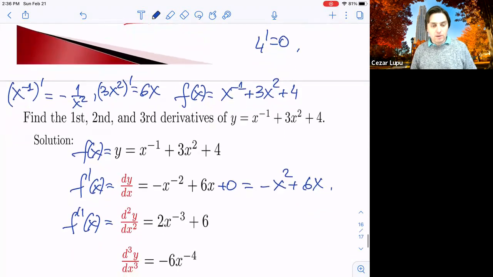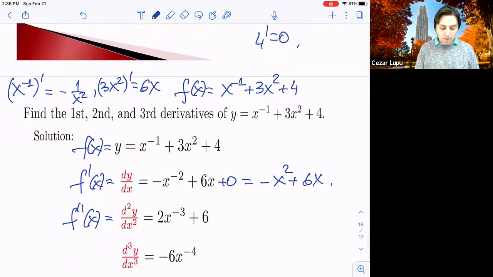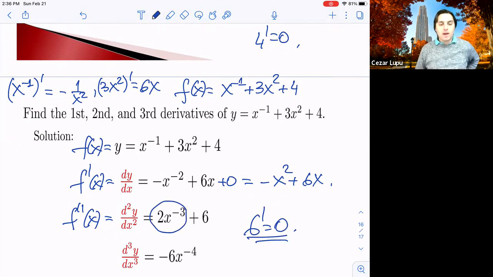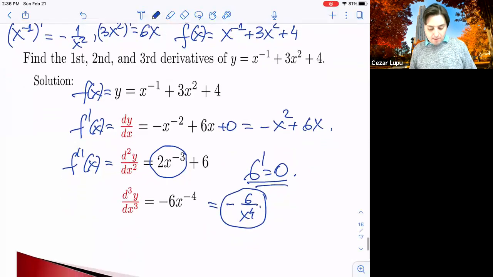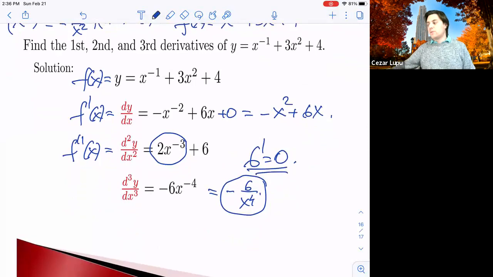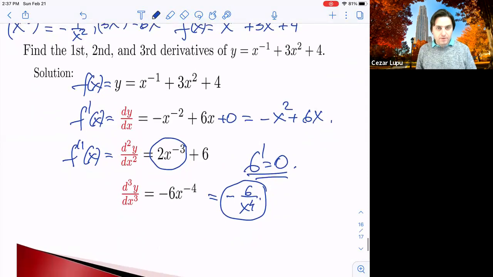And now, once again, if you'd like to find the third derivative, this guy will just vanish. So 6 prime will be 0. You're left with only the derivative of that guy, which will give you negative 6x to the negative 4th, or if you want, you can write this as negative 6 over x to the 4th. And that's it. So this is how we find the derivative of this function, which, as you can see, is the sum of three functions.